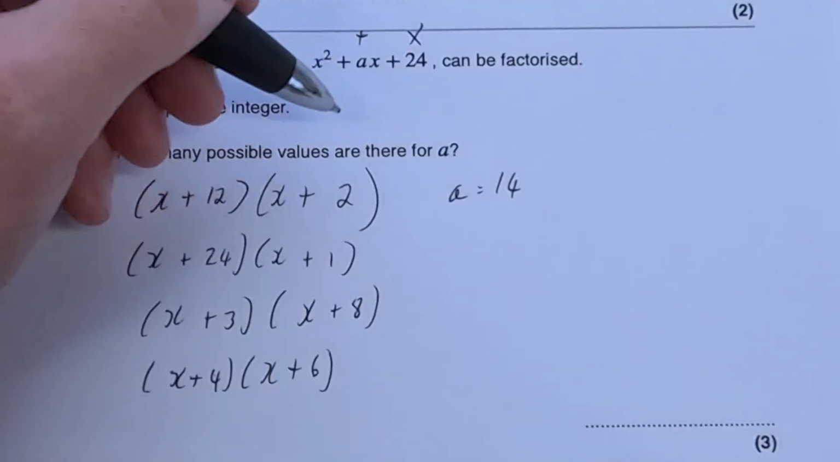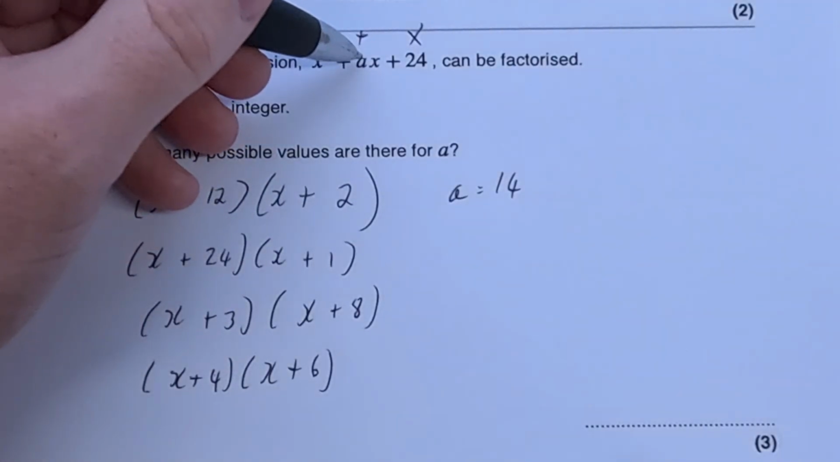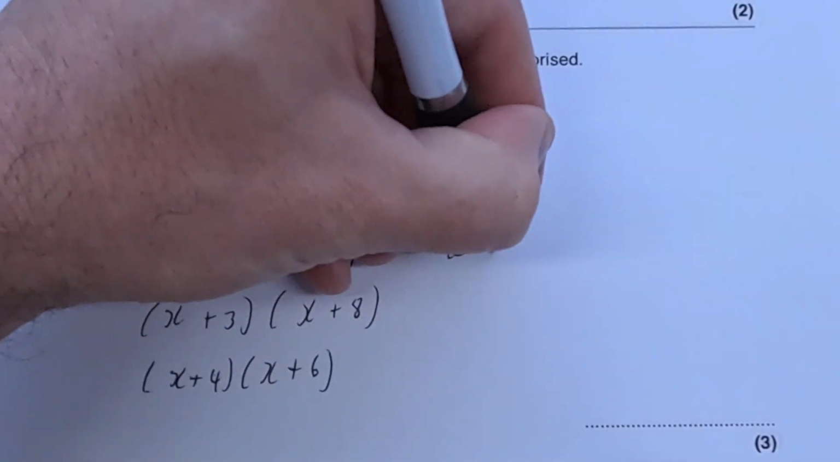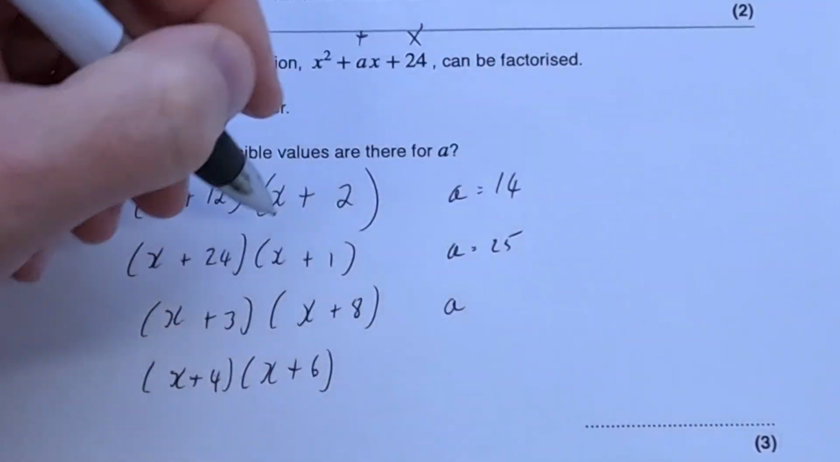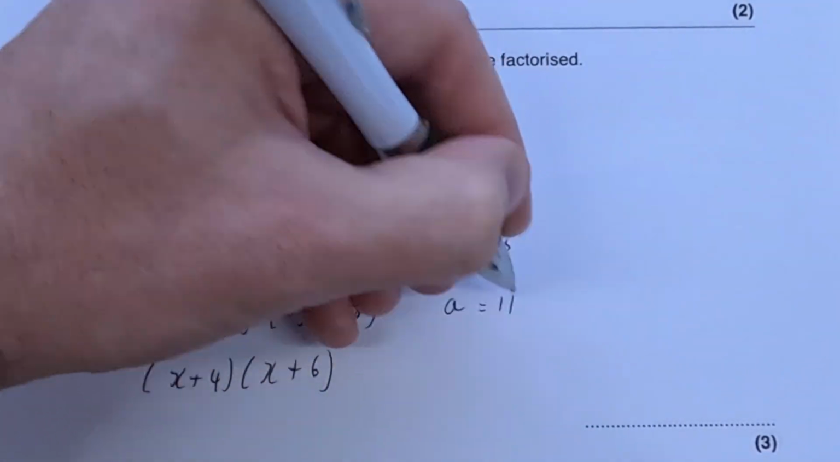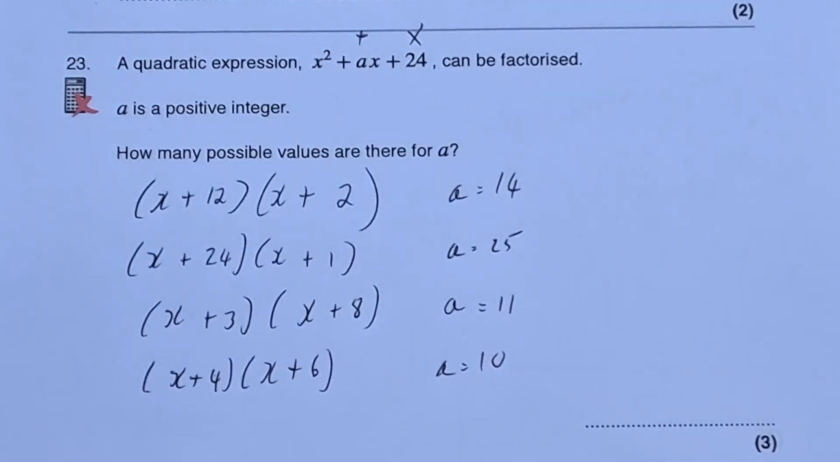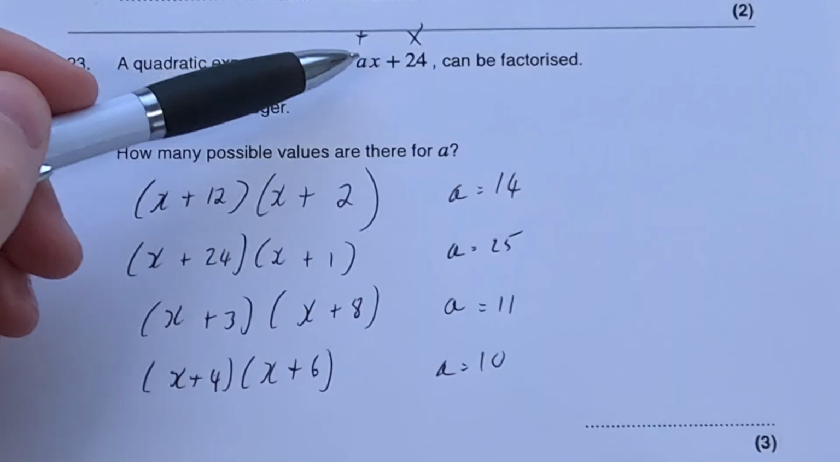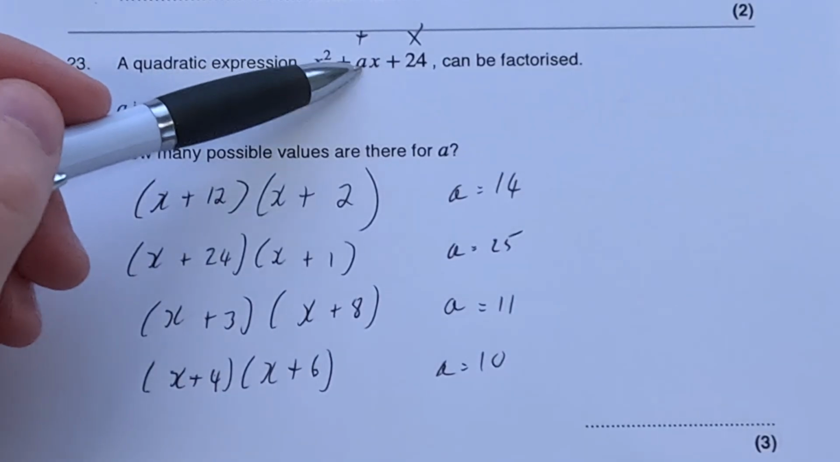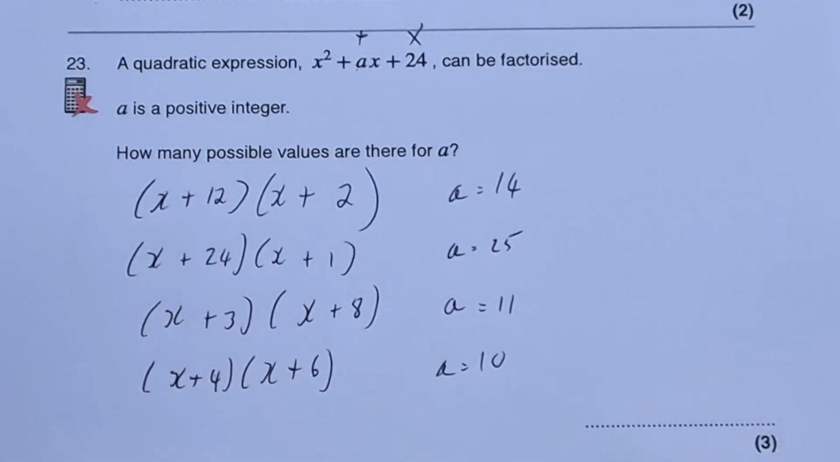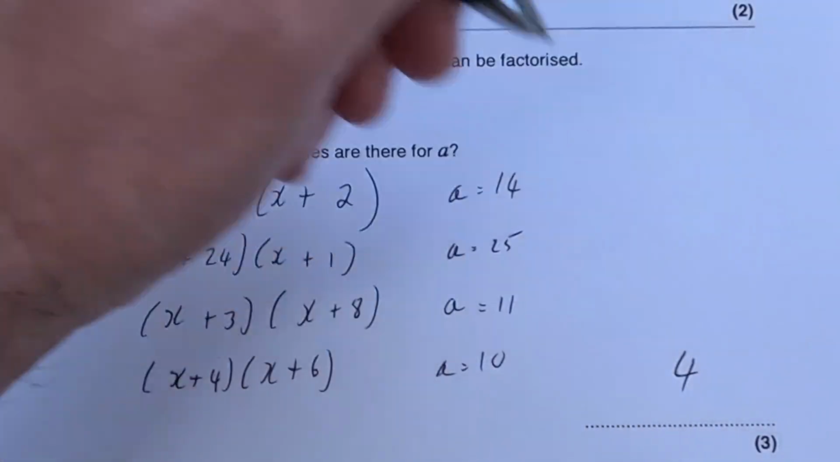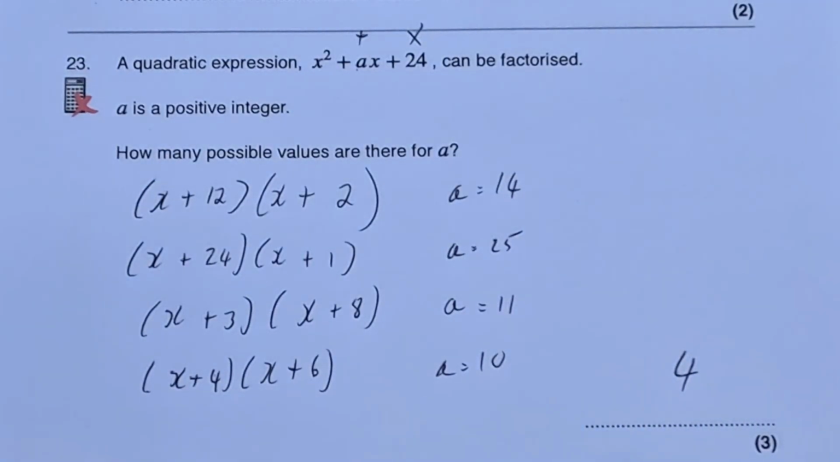We just also know that they'll add together to be the number in front of the x there. Here, a is equal to 25. Here, a would be equal to 3 plus 8, which is 11. And here, 4 plus 6 is equal to 10. So that means there's four possible values for a. A could be equal to 14, 25, 11, and 10. And that's it. So how many possible values are there for a? The answer is 4.